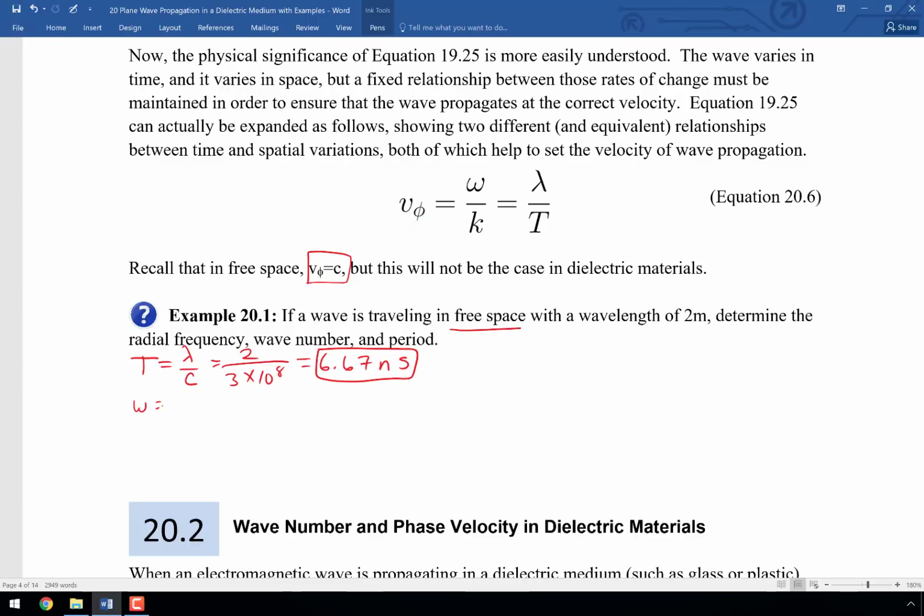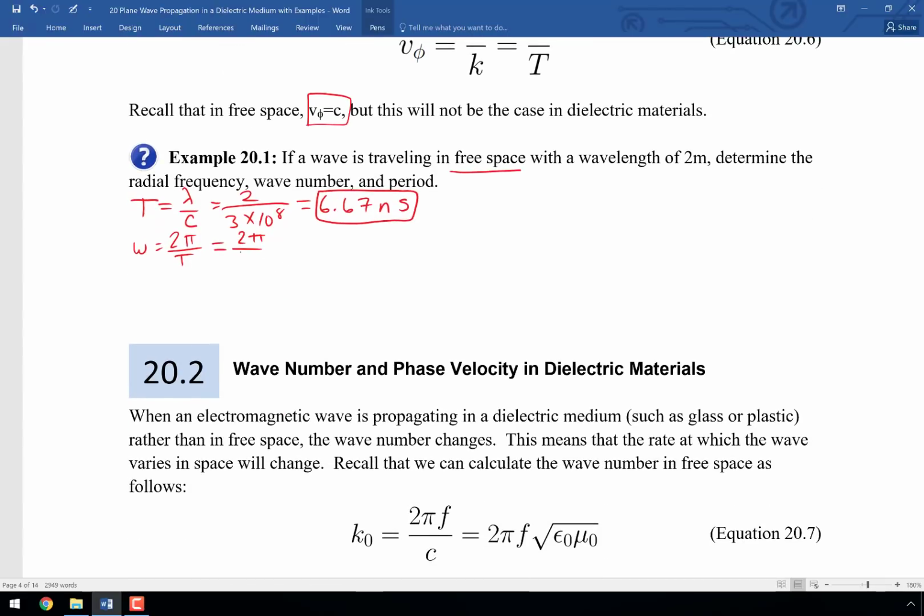We can then calculate omega. Omega is going to be 2 pi times f, which is 2 pi divided by T. So 2 pi divided by the period. That's going to give me 2 pi over 6.67 times 10 to the minus 9th. And that works out to be 9.42 times 10 to the 8th radians per second. So this is a relatively short wavelength, and therefore it is a relatively high frequency.